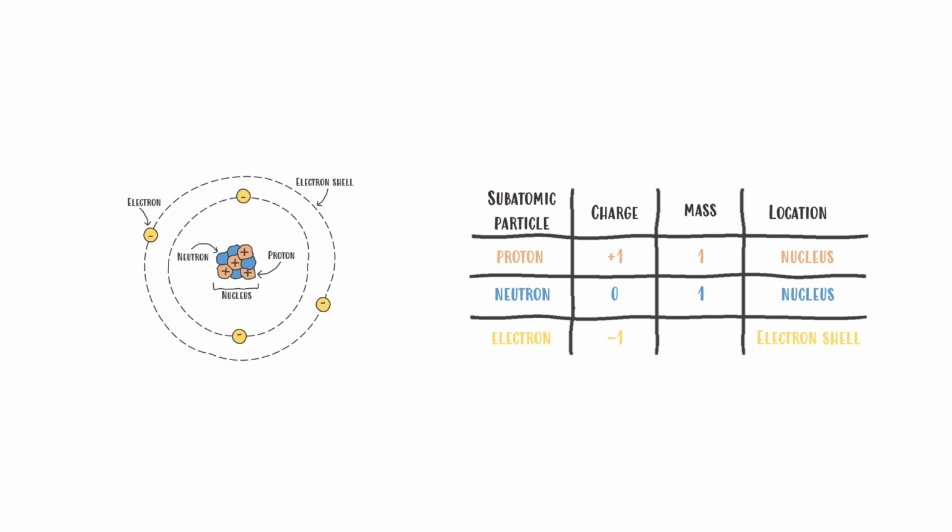This is 1/1836. Now, that can be a difficult number to remember. Luckily, you're allowed to write 1/2000. You can use whichever of the two you find easiest to remember.